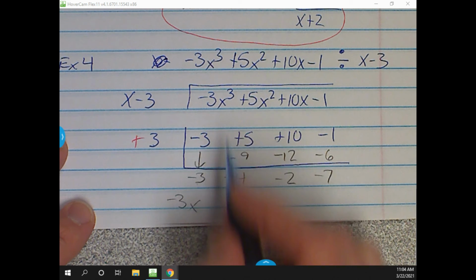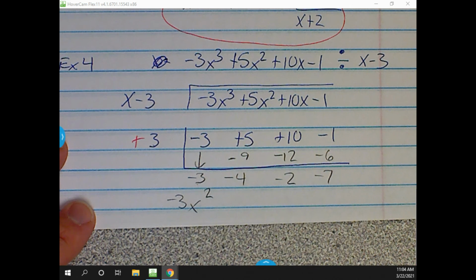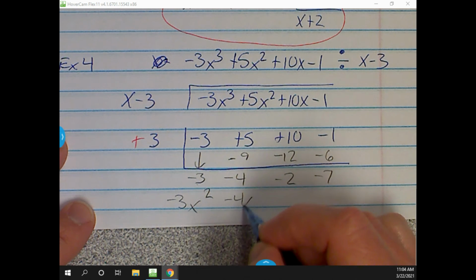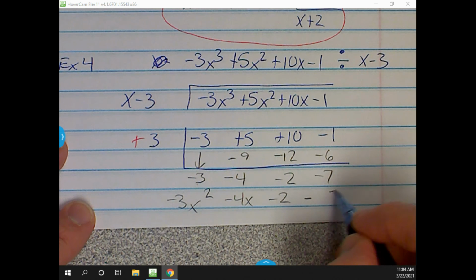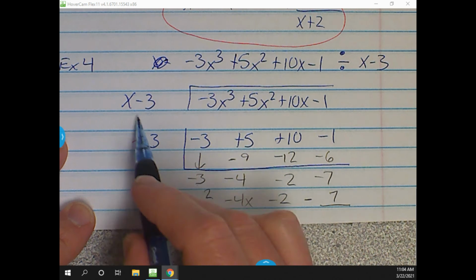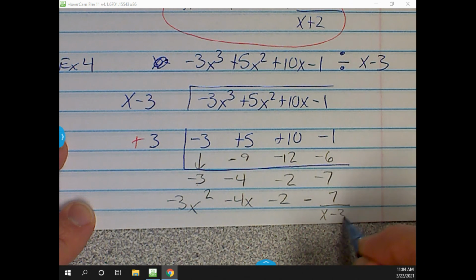Again, we start off with x to the third, so this one's going to bump down to x squared. Minus 4x minus 2, and then there should be a -7 over x minus 3.